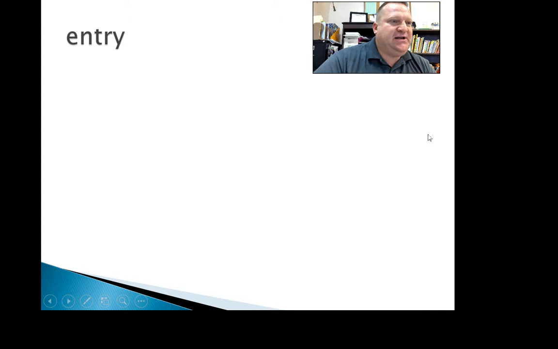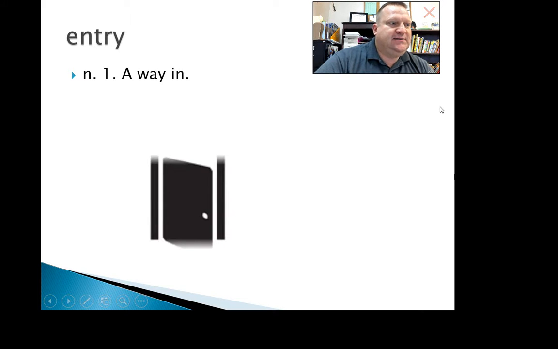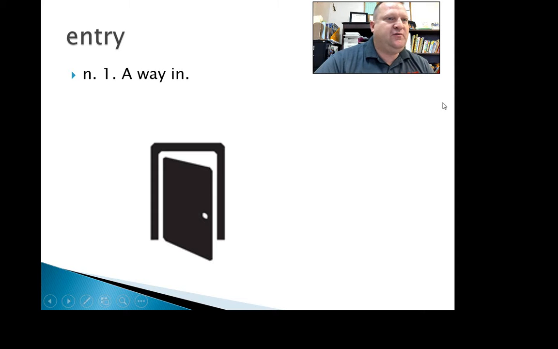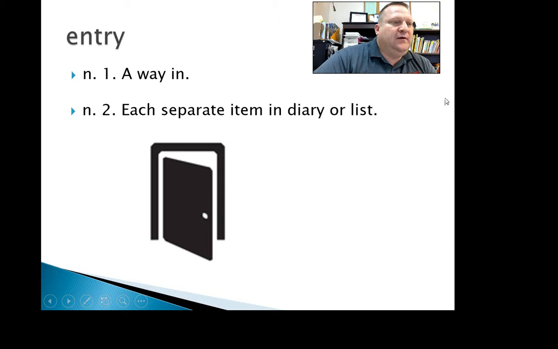The next word is entry. Entry is a way in. Makes sense? Door is an entry. Most people don't enter through the window, but I suppose it could be in an emergency. Another meaning for the word entry could be a separate item in a diary or a list. So if you were keeping track of a journal and you had daily entries, that would be something you would be writing down every single day.